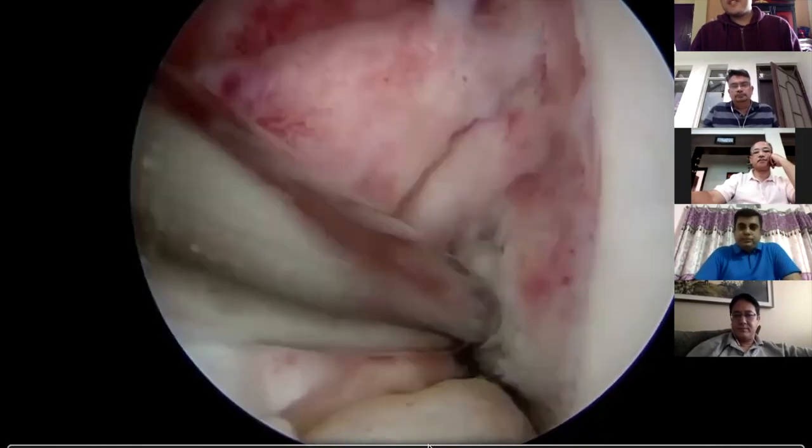So I think what we can conclude from this case is that if the surgery is delayed, there are various types of remnant. The remnant may be attached to the PCL or it may be attached to the condyles. So as far as possible, the remnant should be preserved.